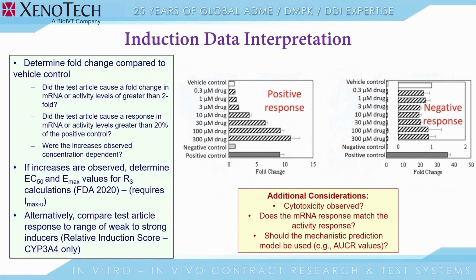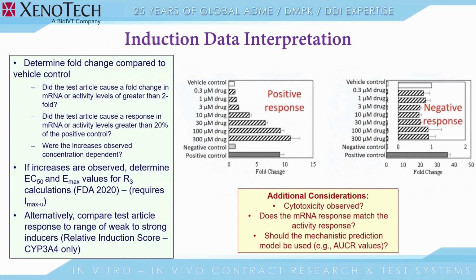So, induction data interpretation. What do we do once we get this data? Well, we determine the fold change of the enzyme compared to the vehicle control. And we look: did the test article cause a fold change in RNA activity levels greater than twofold? And did the test article cause a response in mRNA and activity levels that's greater than 20% of the positive control? And if both of these are the case, then according to the guidance, it's considered an inducer of that enzyme. Another thing we like to look for is, were these increases observed concentration dependent?